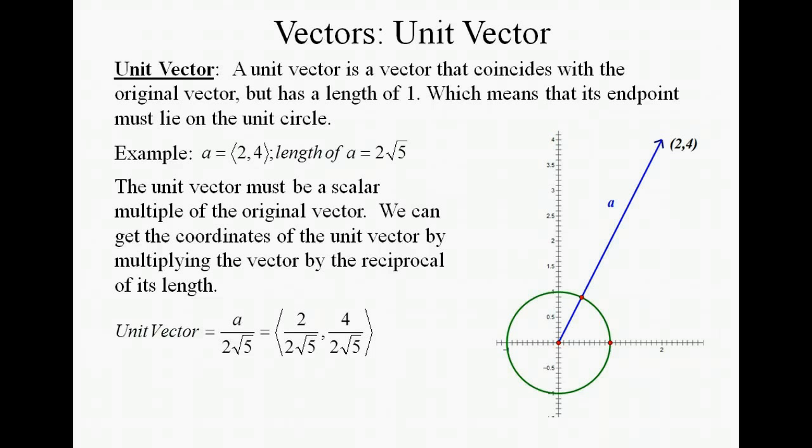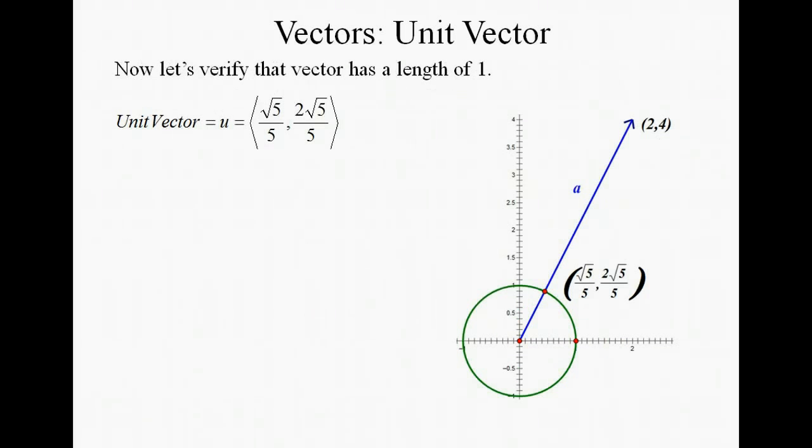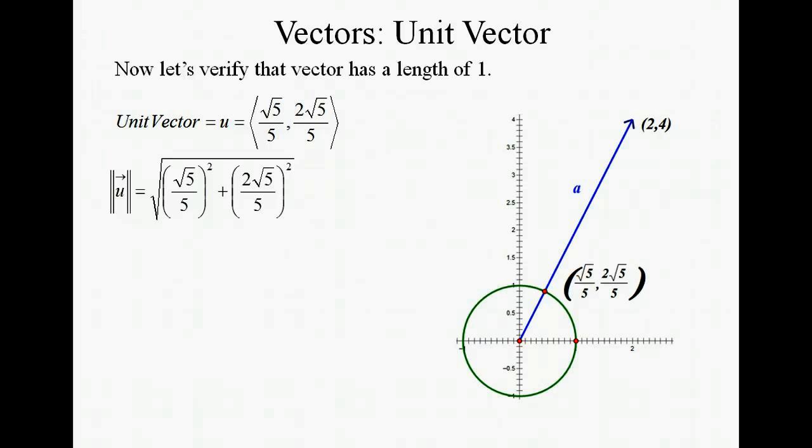Now, let's go ahead and simplify our unit vector coordinates that we got here. So we're going to rationalize the square roots of 5 and then simplify our fractions. So we got the coordinates of the unit vector as square root of 5 over 5, comma 2 square roots of 5 over 5. Let's go ahead and use our distance formula to verify that this vector indeed does have a length of 1. So plugging our coordinates into the distance formula, we're going to square each term first and then add them together and take the square root.